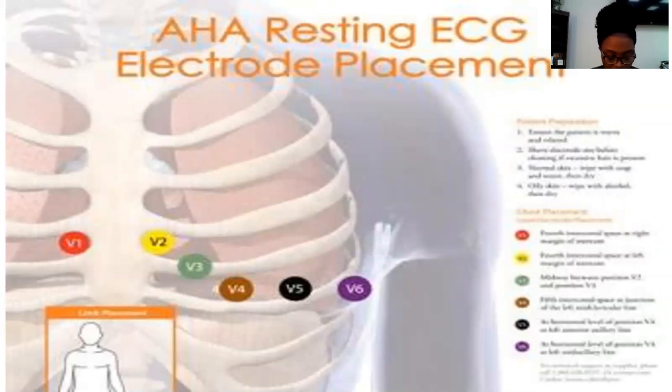Okay, so when we're talking about lead placement, we are looking at the lead placement recommended by the American Heart Association. That's what the AHA stands for. So that is where our lead placement markings are recommended by the American Heart Association.